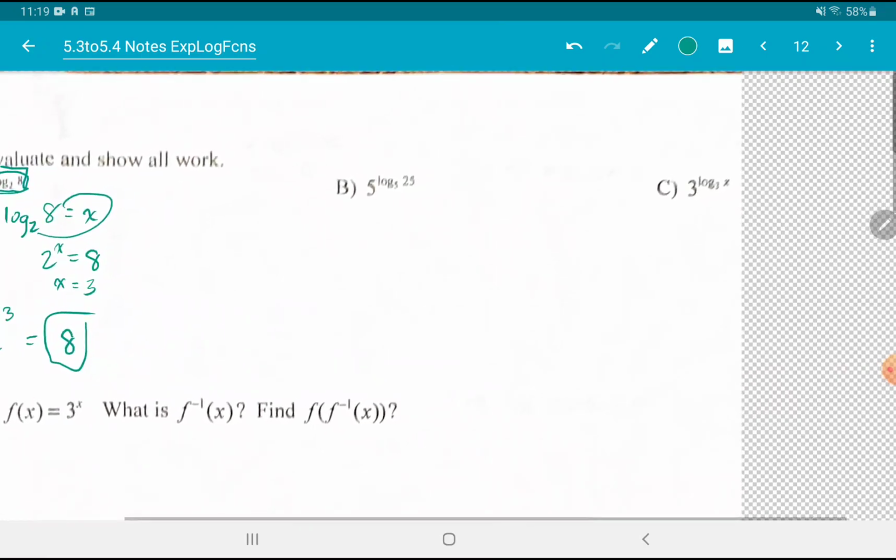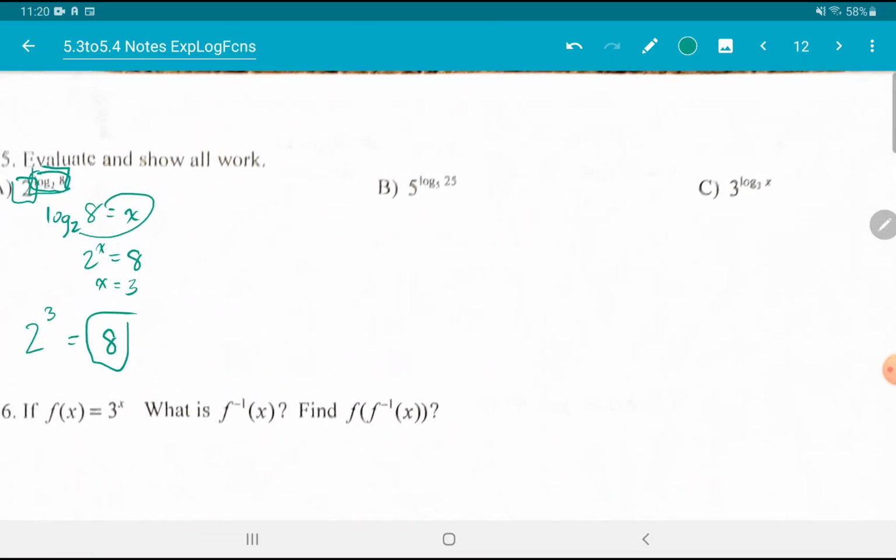As we take a look at number 15b, we can do the same thing. We can say log base 5 of 25, what's that equal to? So we have 5 to the x is 25, or that value is just 2. So this entire thing in green is just 2, so we have 5 squared, which is 25.